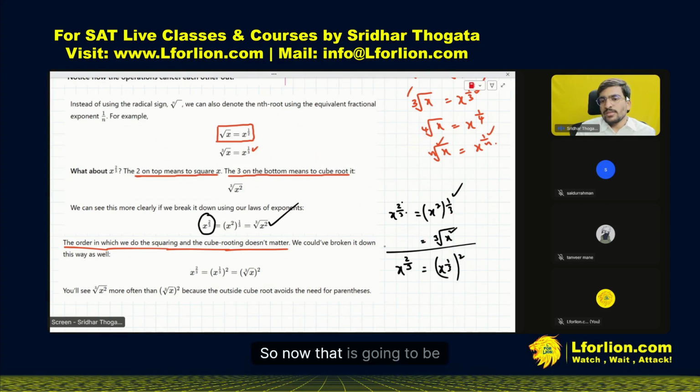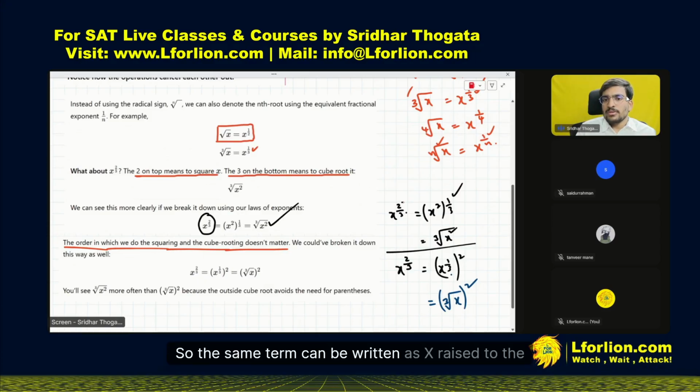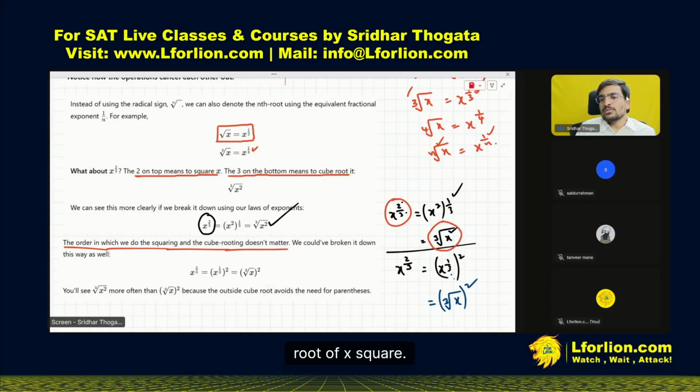So now that is going to be x whole power 1 by 3, which is nothing but cubed root of x, whole square. So the same term, x raised to the power of 2 by 3, can be written as cubed root of x square. X raised to the power of 2 by 3 can also be written as cubed root of x whole square. Both are same, but mostly we use the first one, not the second one that frequently.